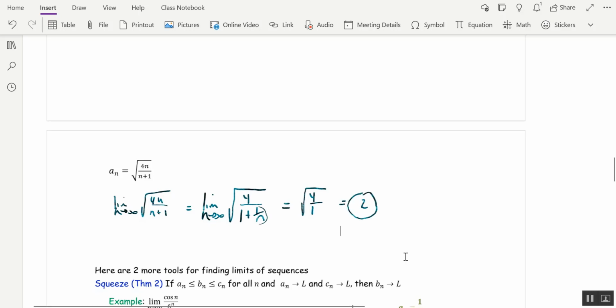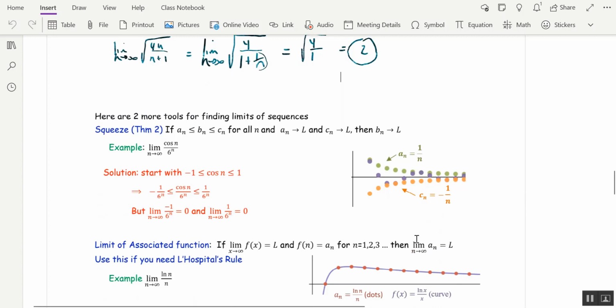Okay, sometimes that technique doesn't work. So here's a couple more tools in your toolbox that you can use. First, squeeze theorem. Now, I'm going to go through this sort of quickly because it's the same as the squeeze theorem we had for functions. And essentially, if we look at the graph over here, if you've got a sequence that's trapped between a sequence on top and a sequence on the bottom, and the top sequence and the bottom sequence have the same limit, then the middle sequence has to share that limit.